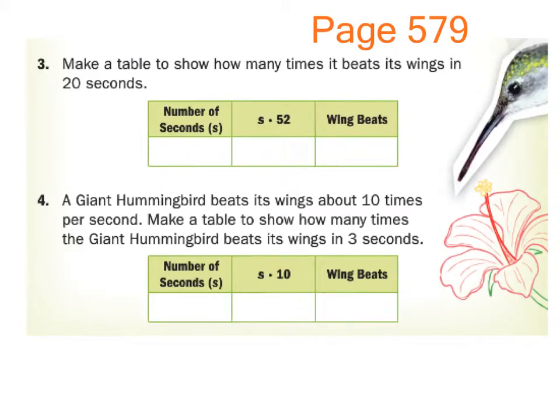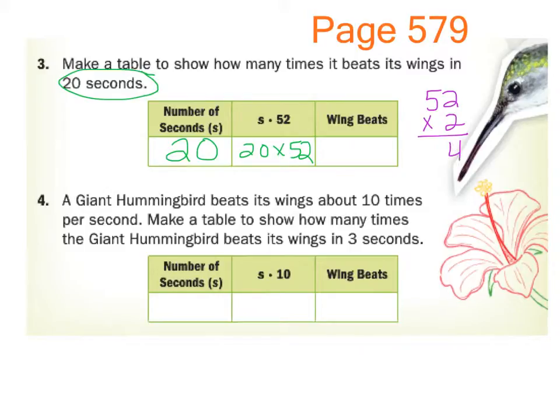Now they want us to make a table for 20 seconds. So I'll put in my 20 seconds. I'm going to be doing 20 times 52. And to do that, I'm going to stack it up over here, 52, and I'm just going to multiply by 2 to start. 2 times 2 is 4. 5 times 2 is 10. And then I'm going to multiply by 0. I get a 0 at the end, so it will be 1,040 times.